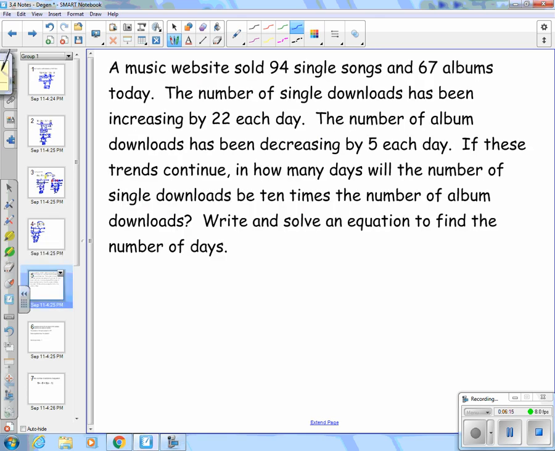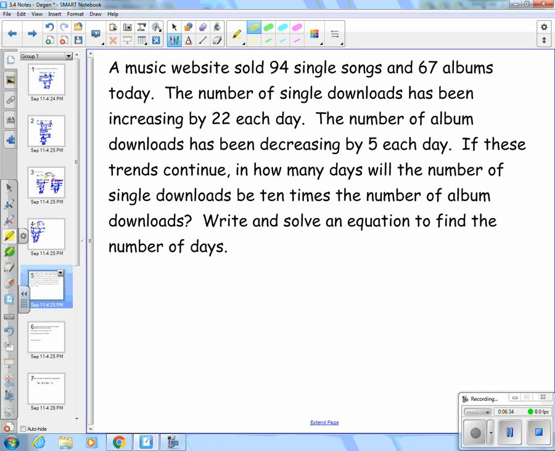Let's do a story problem. The music website sold 94 single songs and 67 albums today. The number of single downloads has been increasing by 22 each day. The number of album downloads has been decreasing by 5 each day.